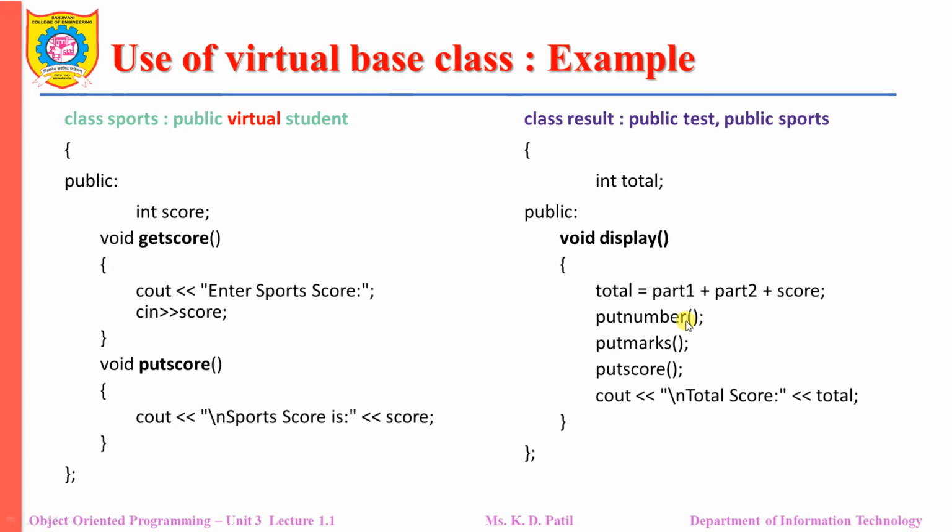Put marks will display the part 1, part 2, and sports marks, and put score will display the sports marks of that respective student. Okay, so this is our result class, which is our child class, derived from the test class and the sports class, and the test class and sports class are derived from the common base class, that is the student class. And so we have made that student class a virtual base class.